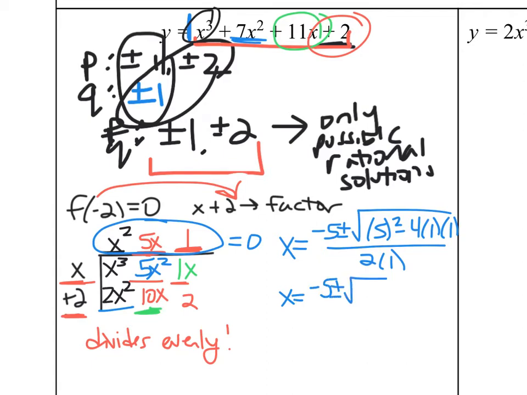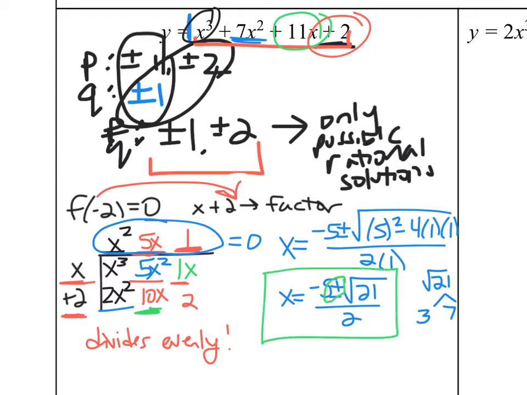All right, so I get -5 plus or minus the square root of 25 minus 4 times 21, over 2. If I try to do a factor tree, I get 3 and 7, which is not going to go anywhere. So here are two of my solutions, that's coming from the plus or minus. And then my other solution is -2. Once again, I'm dealing with a cubic, so I should have 3 solutions.